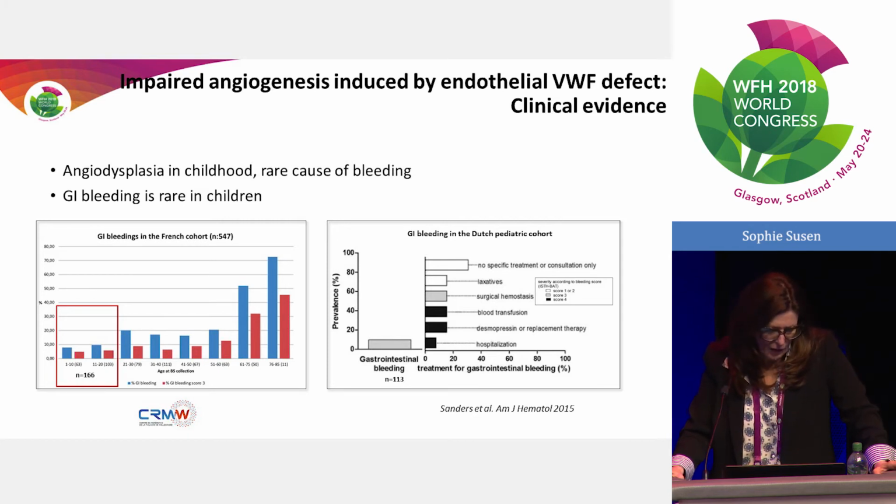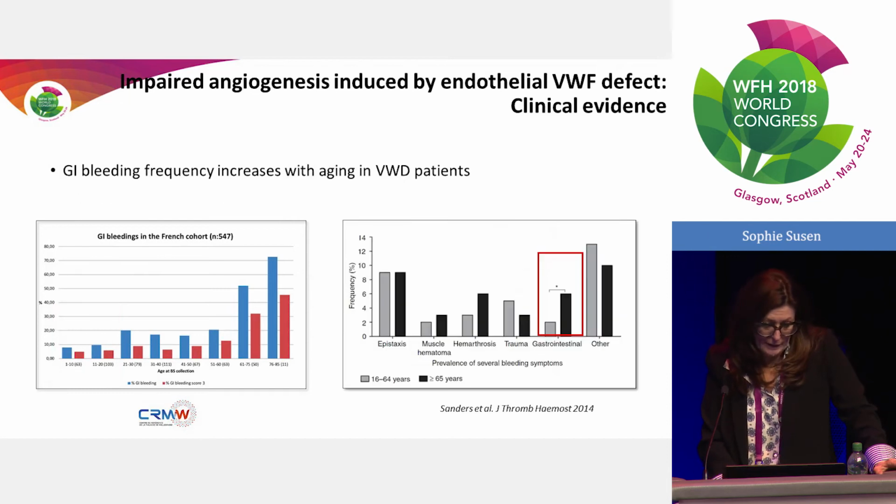Willebrand disease. In 166 patients, you can see that there is very little GI bleeding in childhood. It's the same result for the Dutch cohort. And of course, you can see that the frequency of GI bleeding is increasing with age, and it's the same for the Dutch cohort. So GI bleeding and angiodysplasia are really linked to age.